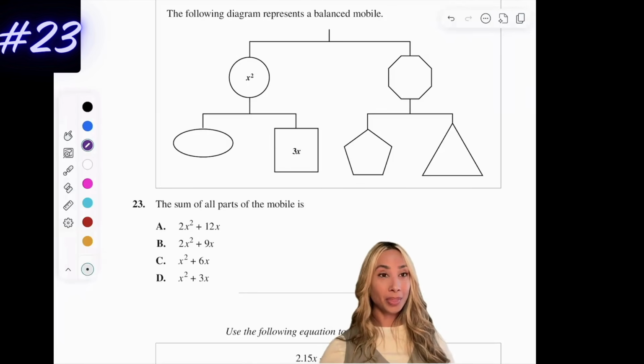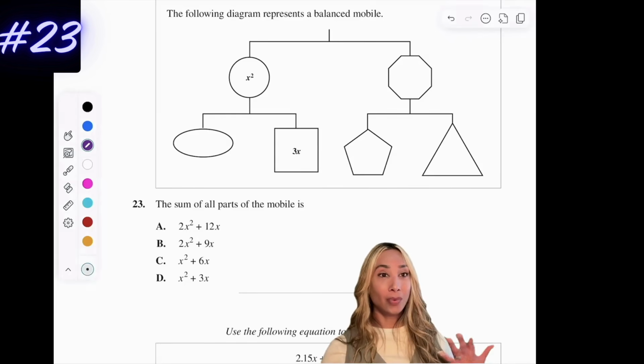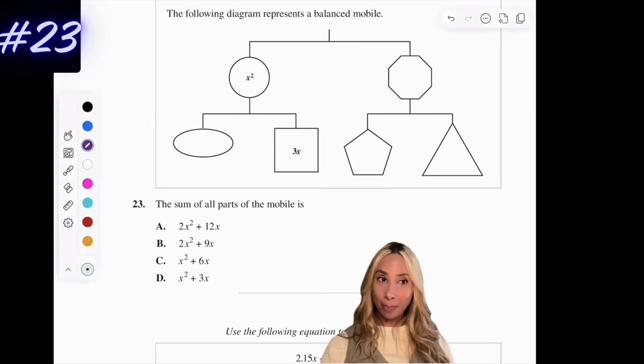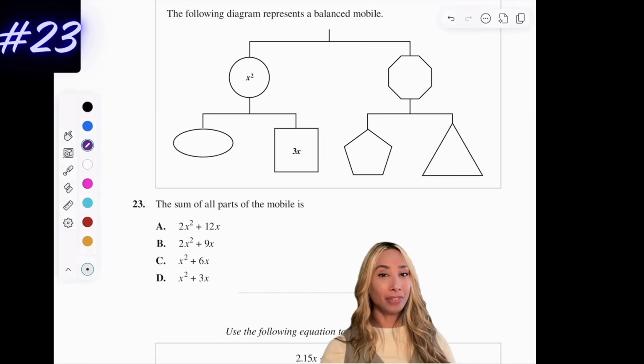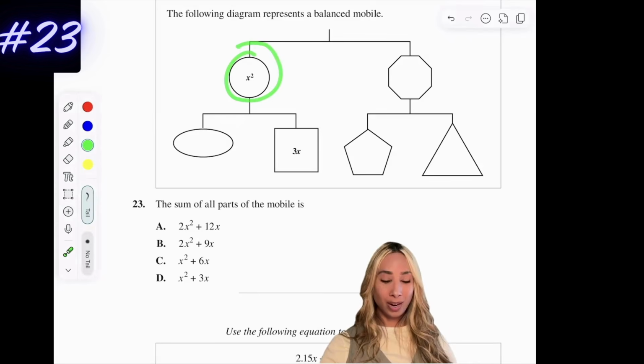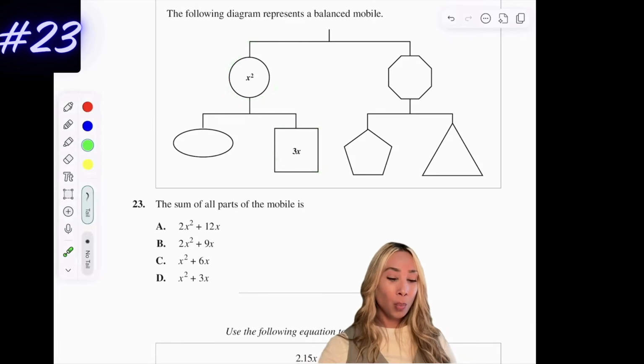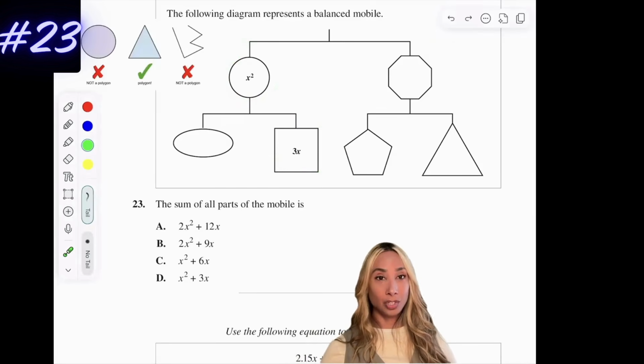All right, number 23. So the diagram represents a balanced mobile, or mobile. You guys let me know. And it's balanced. So the key thing with this, it's relating to mathematical equations and expressions. And that, of course, if two things are balanced, then they're probably representing the same thing. The tricky part about this is at first glance it feels really random that they went, this is x squared and this is 3x. Like they kind of just came up with something out of nowhere. Where it really relates to is this definition here.